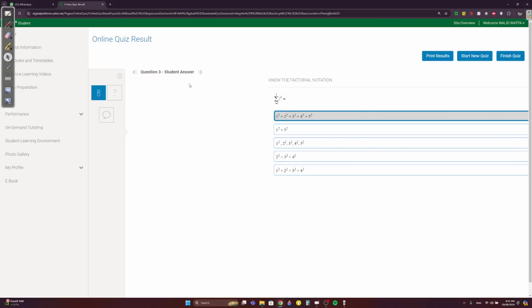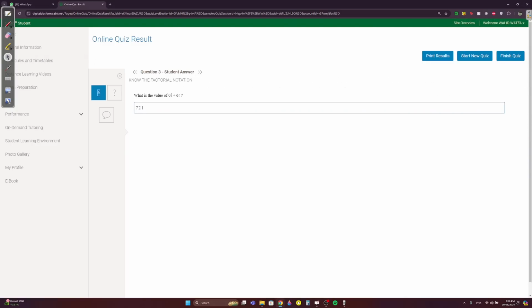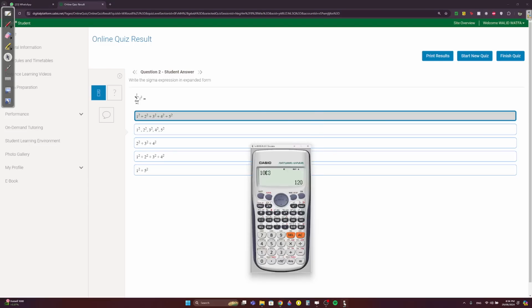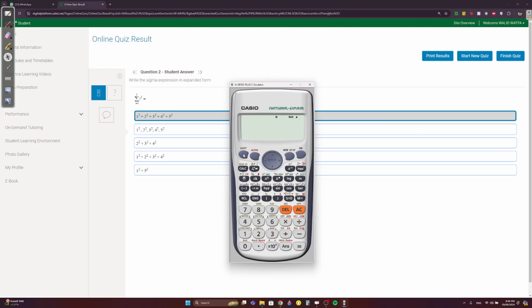Question 3. What is the value of 0 factorial plus 6 factorial? Okay, before going to question 3, I'm going to show you that you can do this on the calculator. Most calculators have this. Mine doesn't, because it's old and I really need a new calculator.